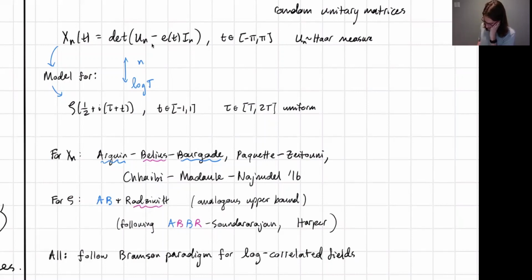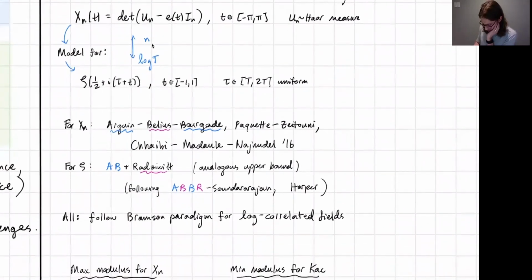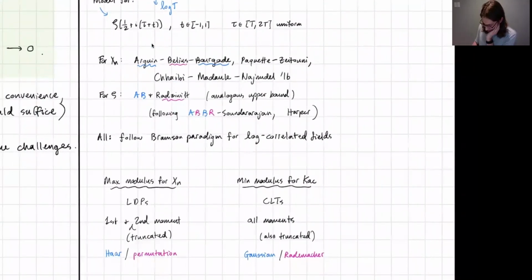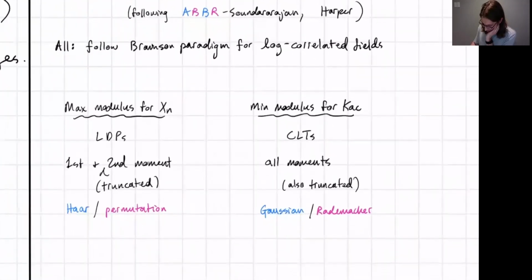These all follow, there's this really fascinating connection. It turns out that these random functions fall within this class of log correlated fields. And there's a whole paradigm for studying extremes of log correlated fields that's based on ideas that Bramson had in the 70s for studying the leading edge of a branching Brownian motion.